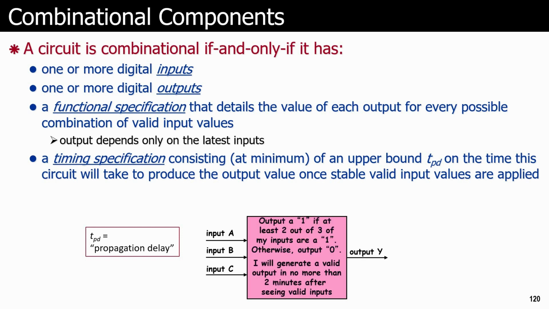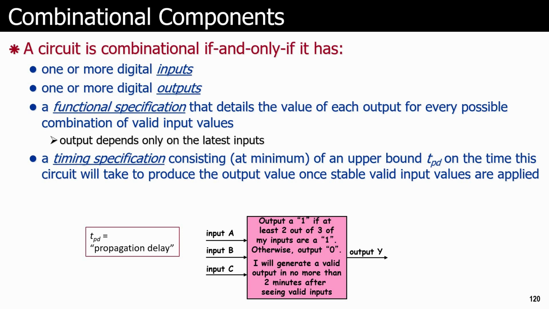This slide indicates all of the things that we need to have a combinational component. So you have to have one or more inputs, one or more outputs. Note that it says digital inputs or outputs, so that means a binary 0 or 1, and these result from some sort of physical voltage, as we talked about before. And we have to have a functional specification detailing the value of each output for every possible combination of valid input values. So that means that for every input value combination, you have to know what output you're going to get. And in practice, we can logically show this via a truth table, for example.